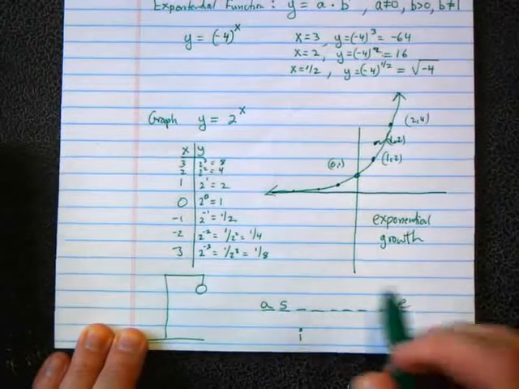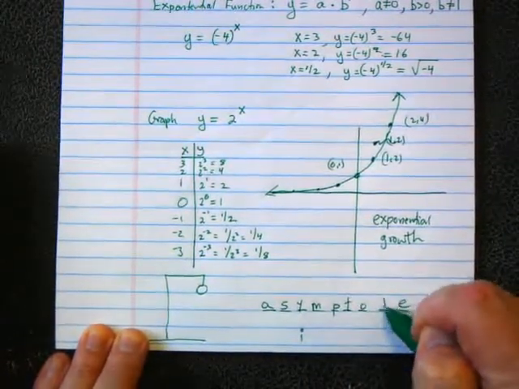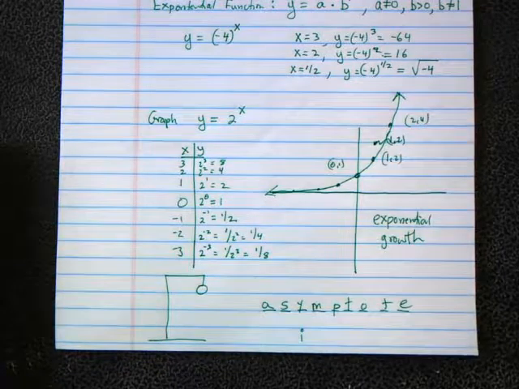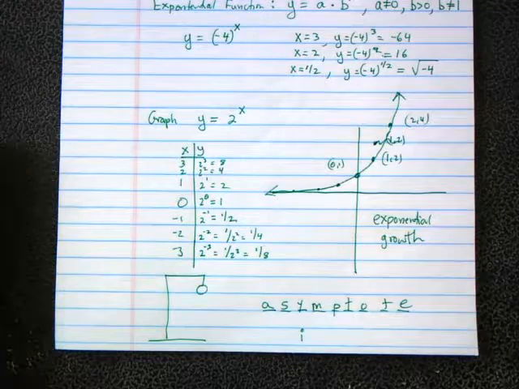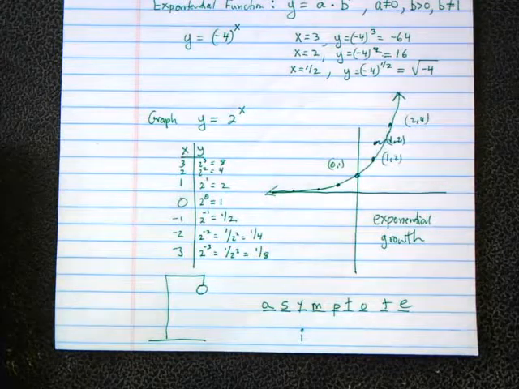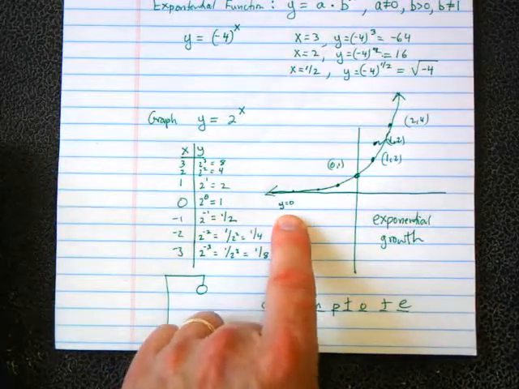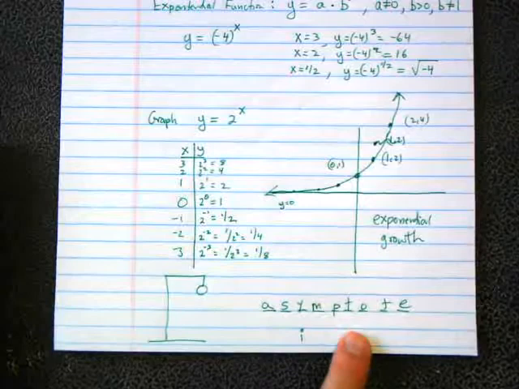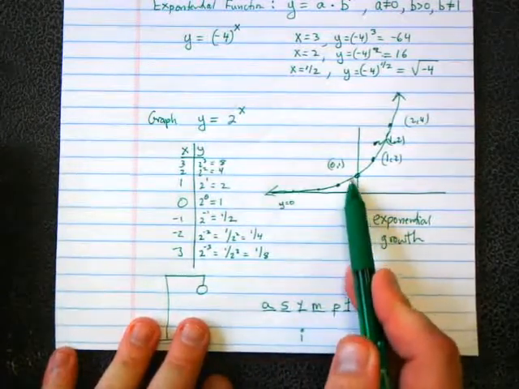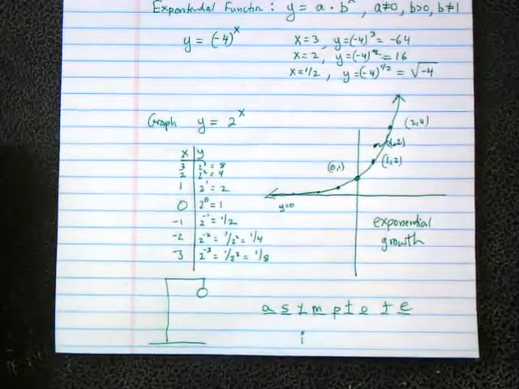Asymptote. That's correct. So this line, y equals 0, would be called an asymptote of this graph. What an asymptote means is you have a line, and the graph is getting really, really close to that line, but never actually touching it.